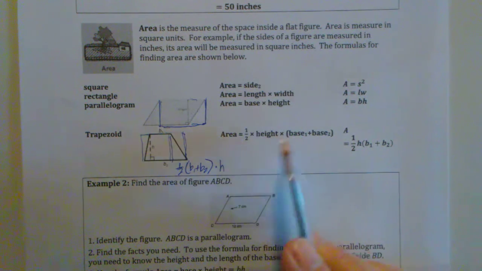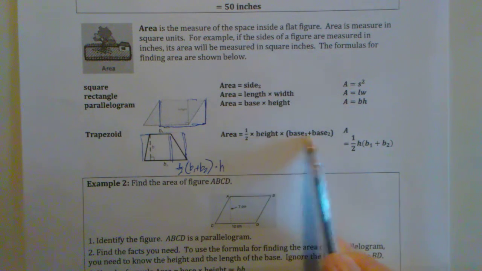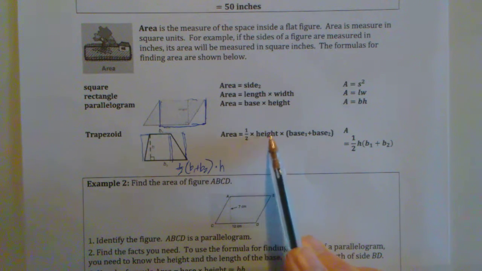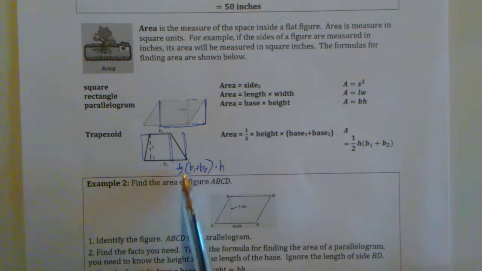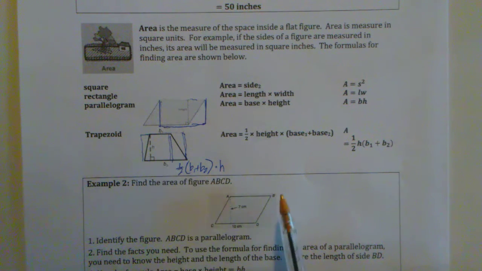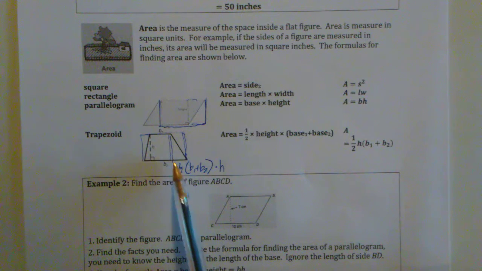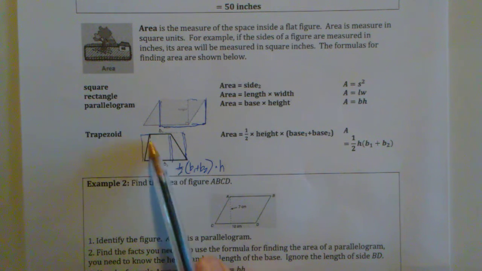Now they give this formula over here, 1/2 height times the base 1 plus base 2. Same formula, they just put the height in the middle. I like the height over here because it's easy to remember. It's the average base, and that makes sense. And it's an easier way to remember the formula. You take the average of the bases and multiply times the height.